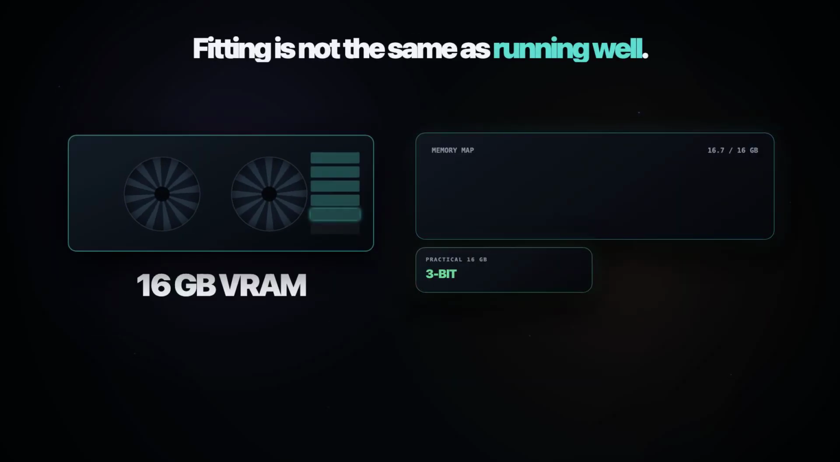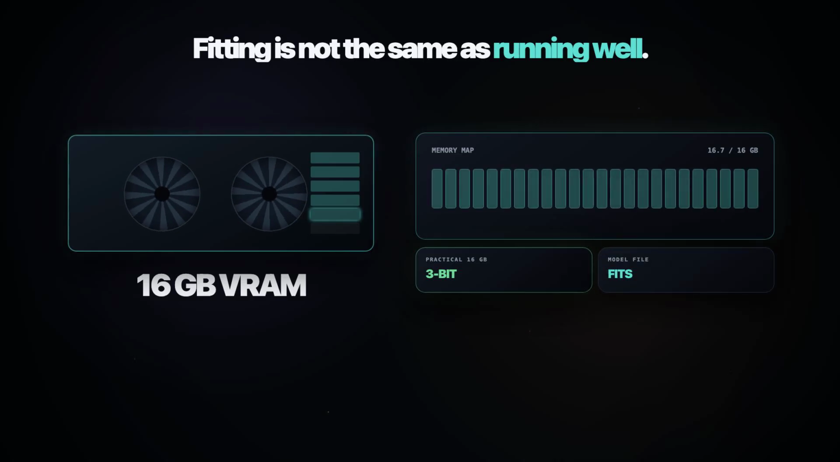For a 16 gigabyte GPU, I would think of 3-bit as a safer practical tier rather than trying to force the recommended 4-bit build into almost zero remaining memory. And this is important because fitting the model file is not the same thing as running the model well. If the weights consume almost every megabyte of VRAM, your context still needs somewhere to live.